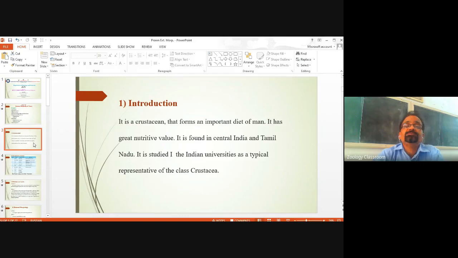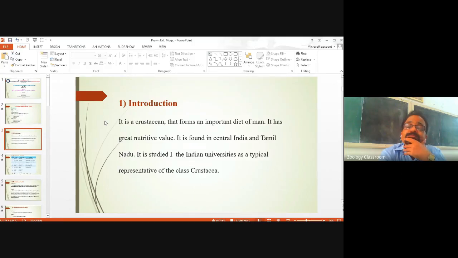So first of all, introduction. Prawn, as you know, is a crustacean. Can you tell me one of the characteristics? It is one of the classes of phylum Arthropoda. So it is a crustacean that forms an important diet. See, prawn has very good nutritive value, and it is consumed as food, so it has much more market value.